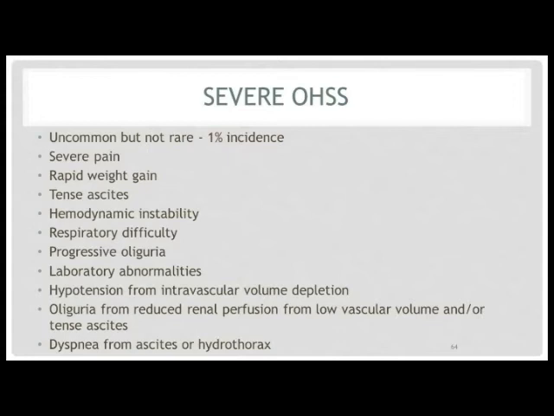Now, sometimes you can't breathe if you're distended. There's a difference between that kind of breathing and there's fluid in my lungs and I can't breathe. And that's why they have to come and be evaluated if they call with that. Progressive low urine output, and then laboratory abnormalities. Their hematocrit is high. Their K is low, their creatinine is through the roof, their sodium is low, and they can become short of breath from either the ascites or hydrothorax.